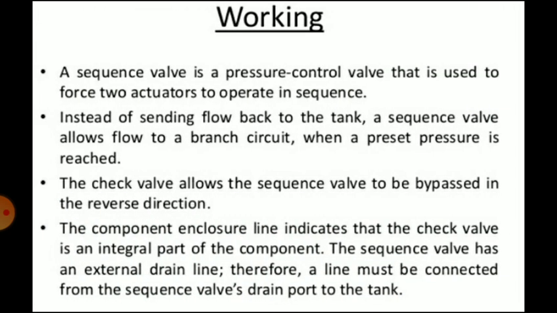A sequence valve is a pressure control valve that is used to force two actuators to operate in a sequence. Instead of sending flow back to the tank, the sequence valve allows flow to a branch circuit when a preset pressure is reached. The check valve allows the sequence valve to be bypassed in the reverse direction. The component enclosure line indicates that the check valve is an internal part of the component. The sequence valve has an external drain line. Therefore, a line must be connected from the sequence valve's drain port to the tank.